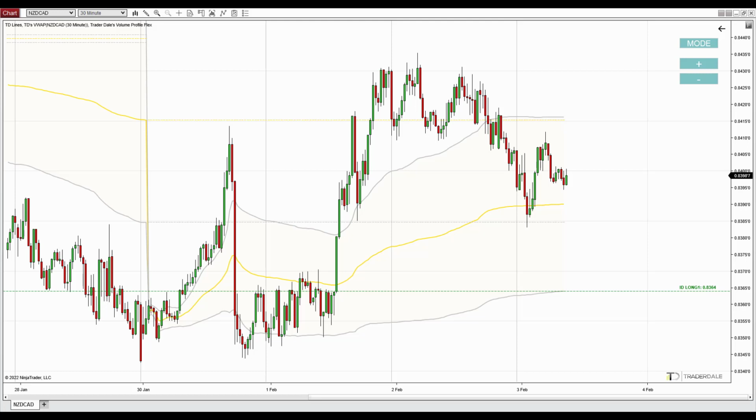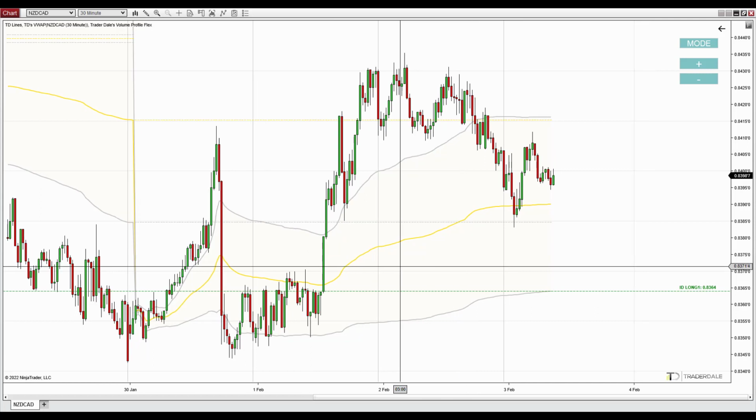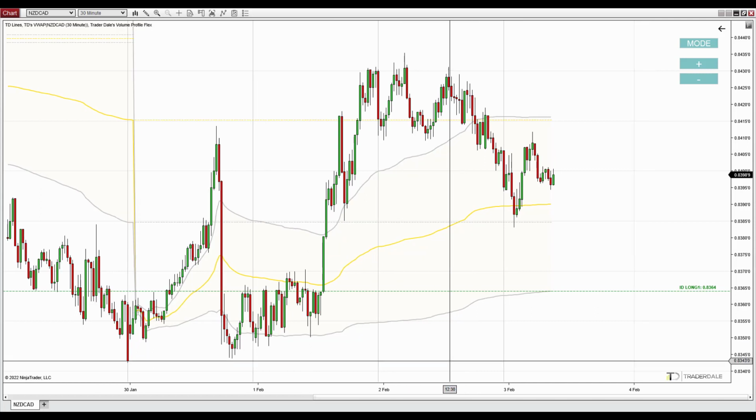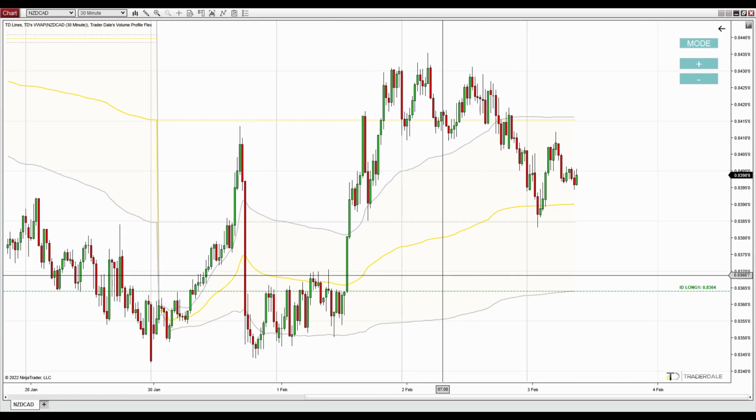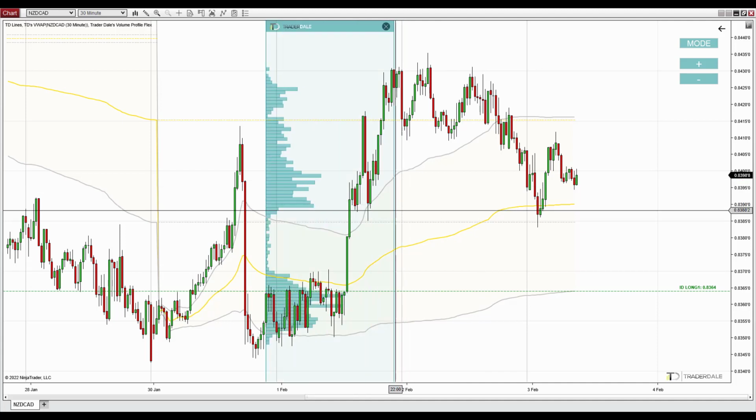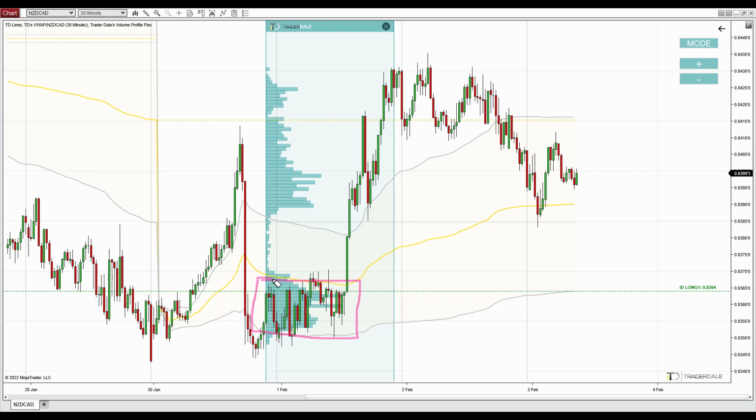I would like to talk about one of my favorite volume profile setups because it formed on the New Zealand dollar, Canadian dollar. That setup is called the volume accumulation setup. You may have read about it in my book. Let me use the volume profile like this. What I'm interested in is this rotation area.